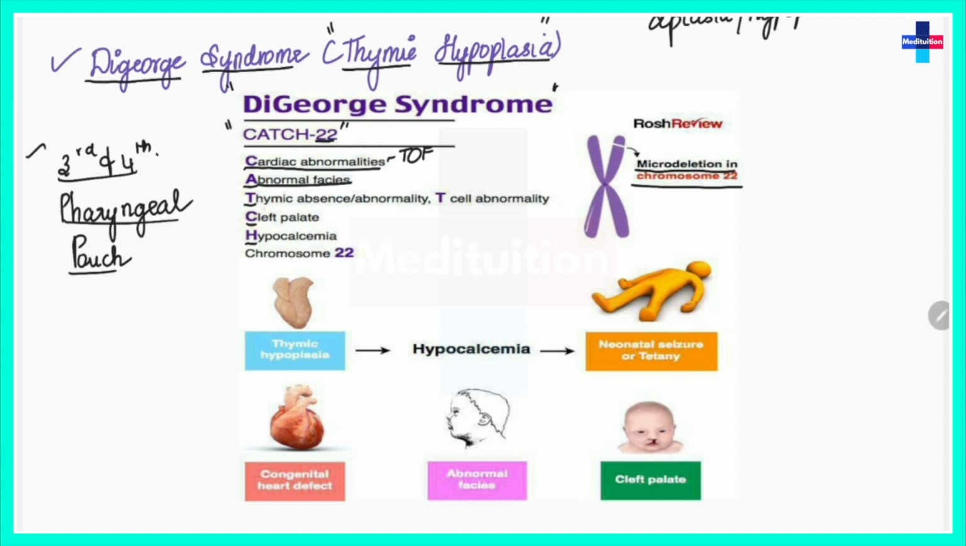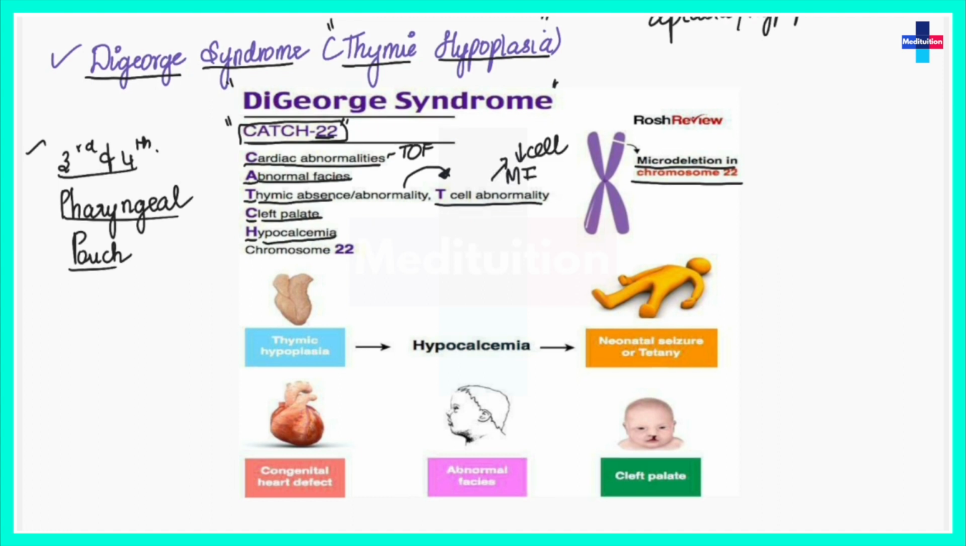And T here stands for thymic absence or thymic hypoplasia or aplasia, and this is the one that is going to cause deficiency of T cell. So thymic hypoplasia or aplasia are the ones which are responsible for the immunological effects of this DiGeorge syndrome. Then C here stands for cleft palate, and H stands for hypocalcemia, and this is because of the parathyroid gland aplasia or hypoplasia. So the manifestations of DiGeorge syndrome can be remembered by this mnemonic. So since T cell deficiency is seen in this syndrome, this is going to be responsible for the defective cell mediated immunity, but in this disorder humoral immunity is usually unaffected.